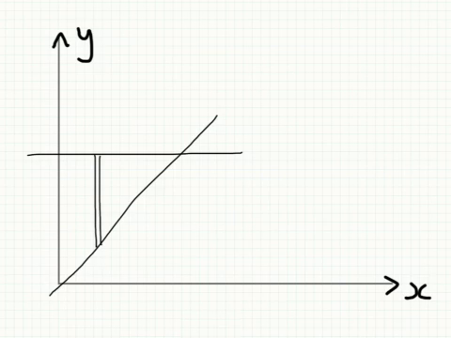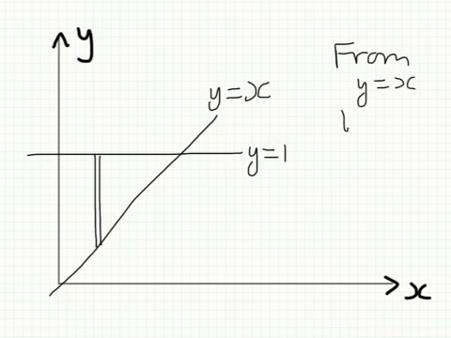So we want to think about the limits that we gather together. So we think about what's happening at the bottom end of this strip, which is on the diagonal line. So that was given by x equals y or y equals x. And then the top end of this strip is given by the line y equals 1. So for our y limits, we're going from y equals x to y equals 1.